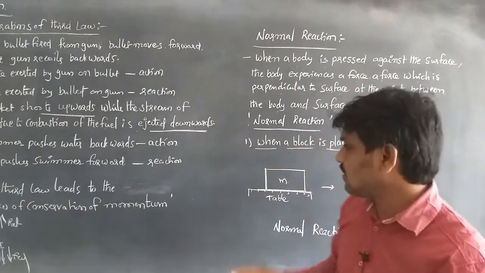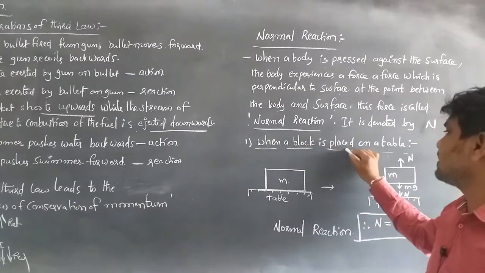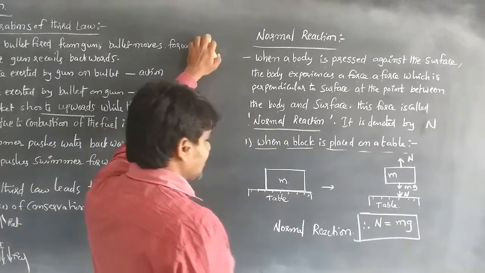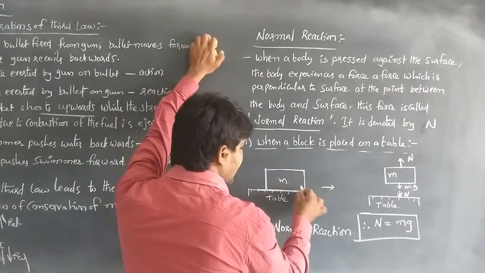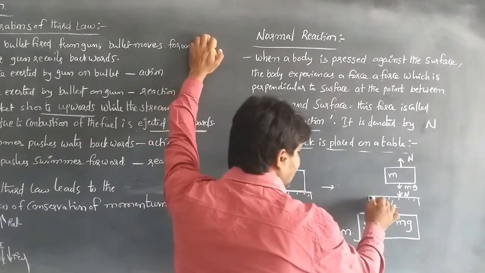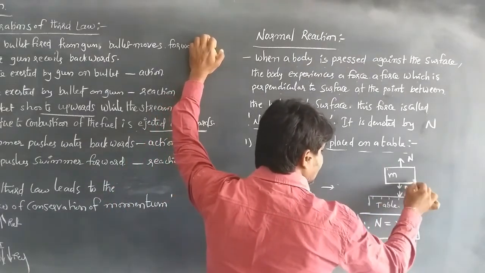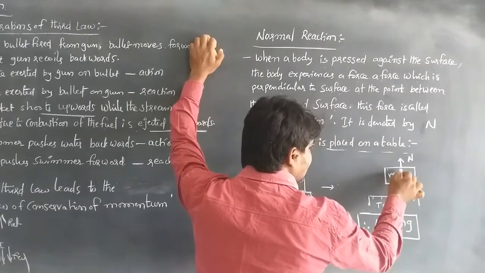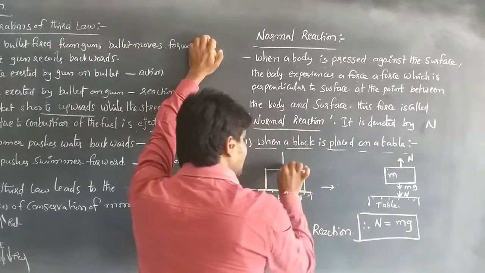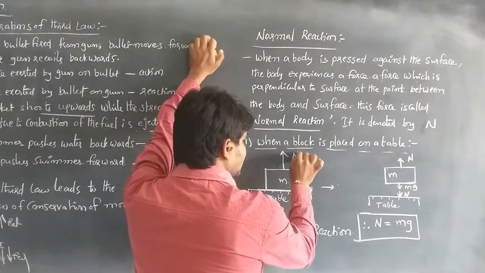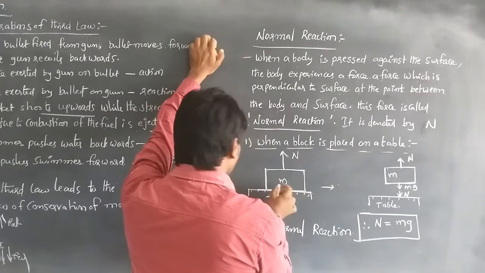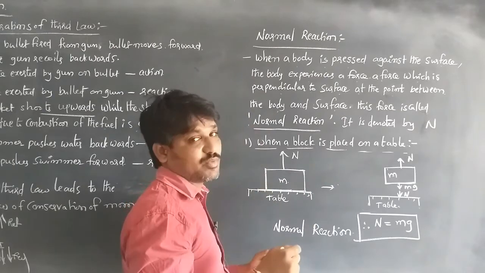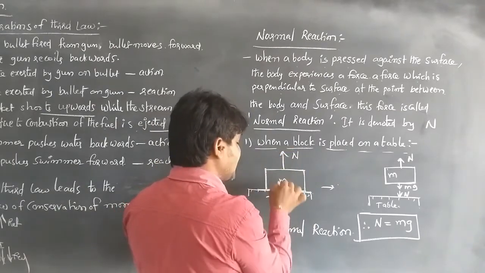So let's see how the forces act whenever a block is placed on a table. A block of mass m is placed on the table. Due to gravity, the force mg acts vertically downwards, and the normal reaction always acts perpendicular to the surface. Earlier we discussed a body hanging from a support, but here there is no support; it is placed on the table.